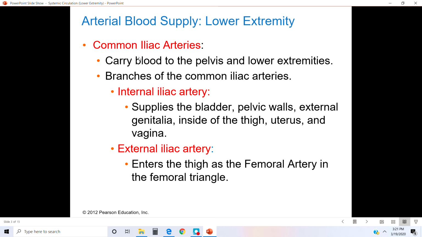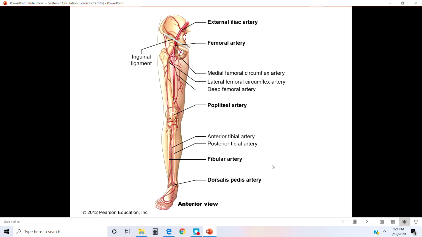The internal iliac artery actually stays inside the pelvis and it supplies the important pelvic organs: the bladder, the pelvic walls, the external genitalia, the inside of the thigh, uterus, and the vaginal canal in the female. The external iliac artery, the other branch, is actually going to enter the thigh, becoming the femoral artery. So inside the thigh, it becomes the femoral artery.